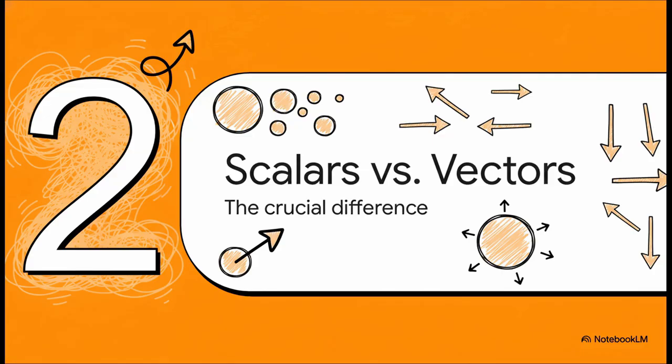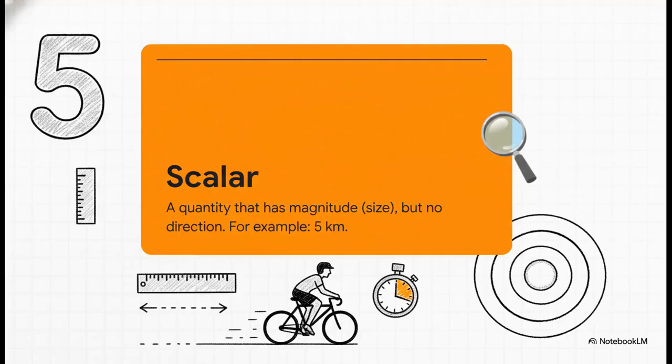The answer lies in one of the most fundamental, most important ideas in all of physics. Let's get into it. Some things we measure, like the 5 kilometers our cyclist traveled, are what we call scalars. A scalar is simple. It just has a magnitude, a size. It's just a number with a unit. How much? 5 kilometers. That's all the information it gives you.